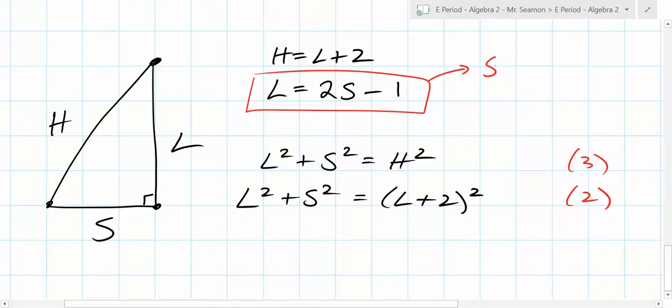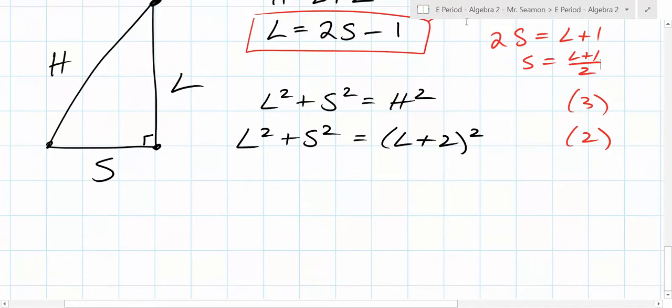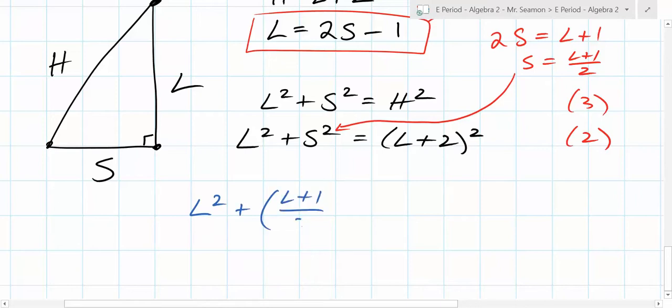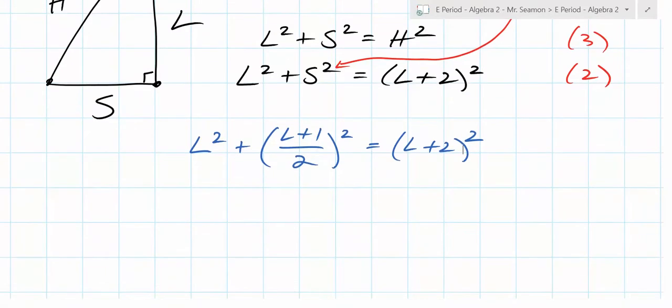So what do we know here? We know that 2s minus 1 is equal to L. So 2s is equal to what? So s is equal to? So we take that and we plug it in. Where do we plug it in? S. So what do we end up with? We end up with L squared plus L plus 1 over 2 squared equals what? L plus 2 squared. Is that a quadratic?